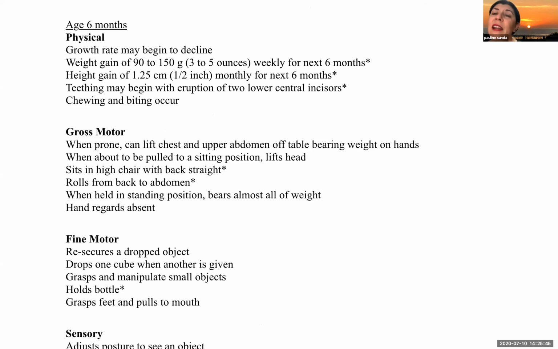6 months. Here, physical growth rate may begin to decline. The weight gain of 90 to 150 grams occurs weekly, or 3 to 5 ounces, for the next 6 months. Height gain is about 1.25 centimeters, which is about a half an inch monthly for the next 6 months. Teething may begin with the eruption of 2 lower central incisors, and so here you might notice chewing and biting.